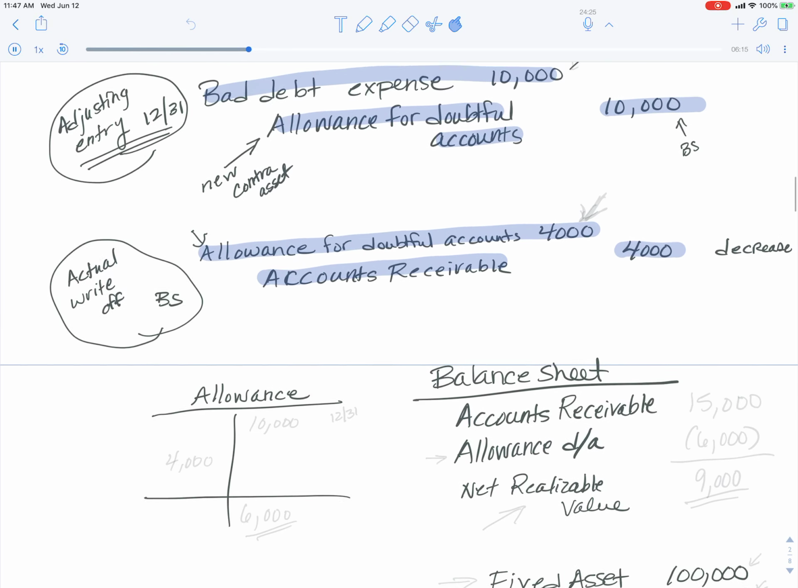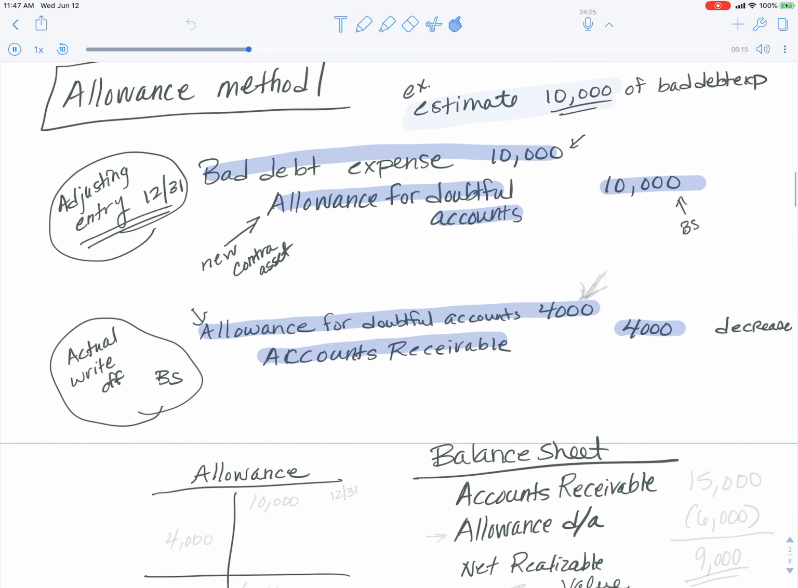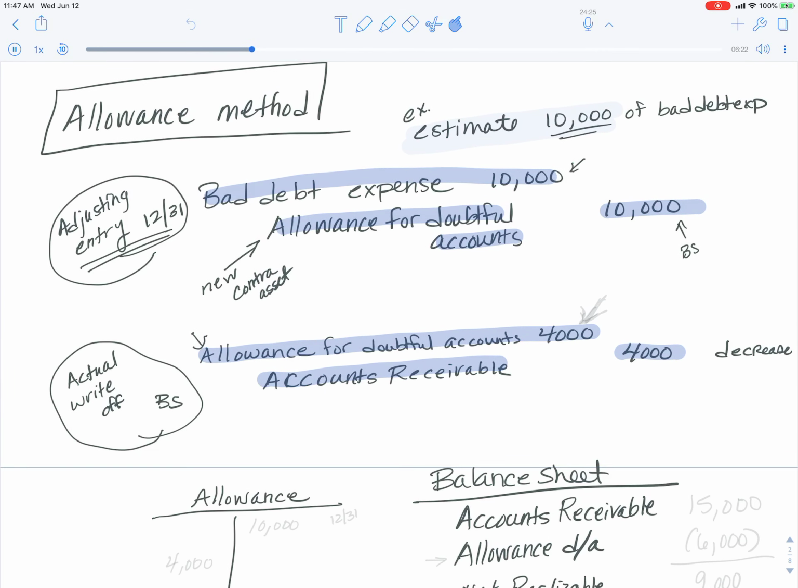And our entry on December 31, that is when we hit bad debt expense. So we don't hit it again. We just take it out of the bucket. So now let's see what this would look like on the balance sheet.